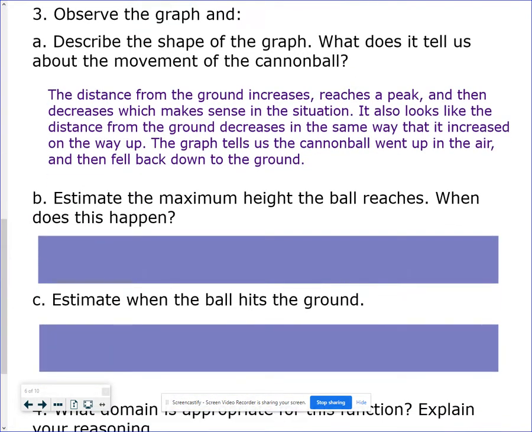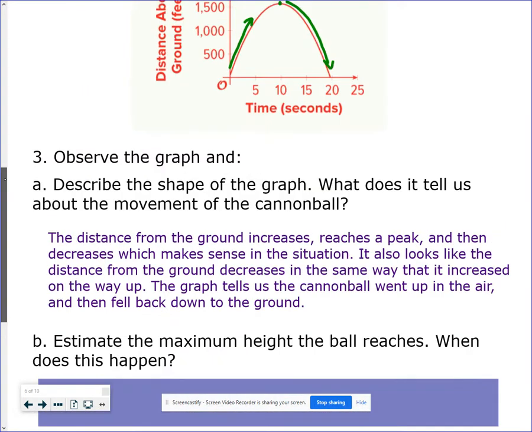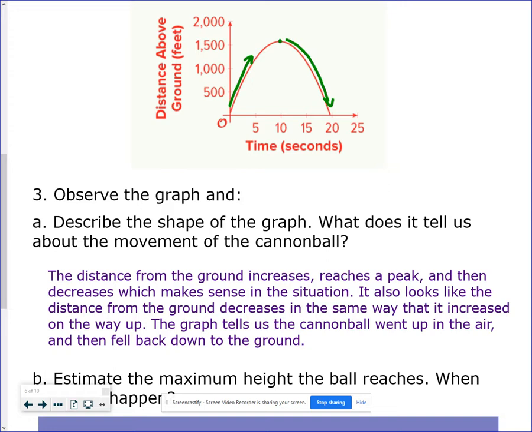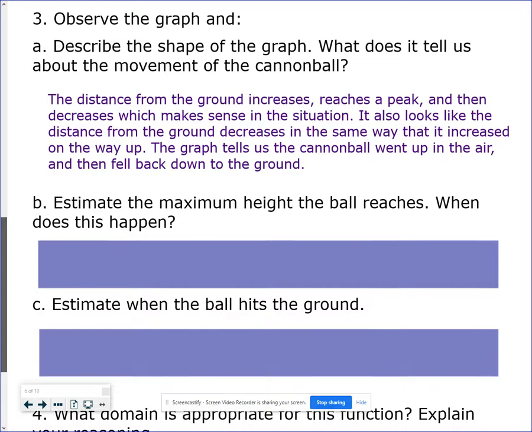For B, it says, estimate the maximum height that the ball reaches and when does this happen? So looking at this graph, it's not a perfect graph to be able to see exactly what it is with the having extra lines in there to see those grids. But I would say that this is getting probably a little bit over 1,500 feet. Probably between 1,500 and 1,600, right? Right there is 1,500, and it's just barely over that. So probably the height is going to be between 1,500 and 1,600 feet.